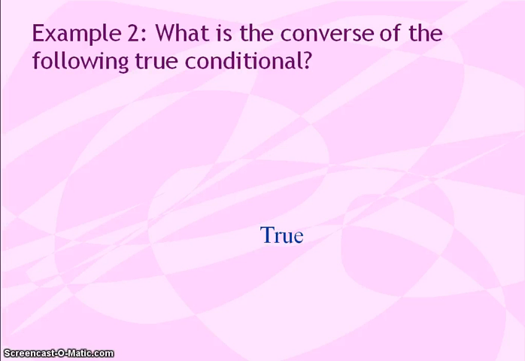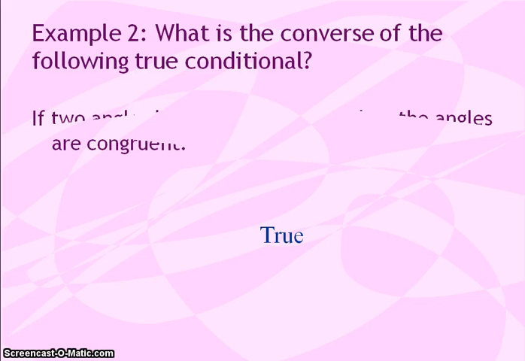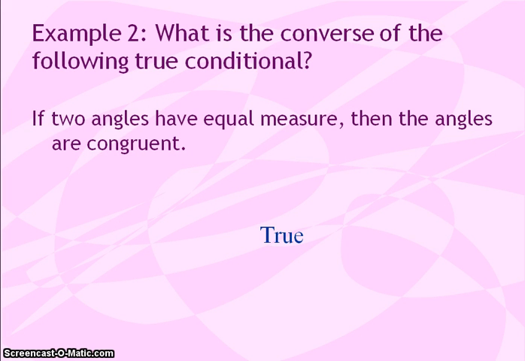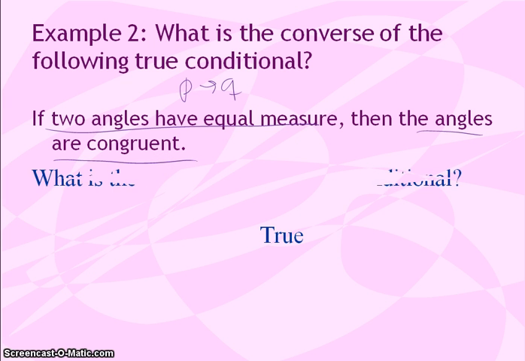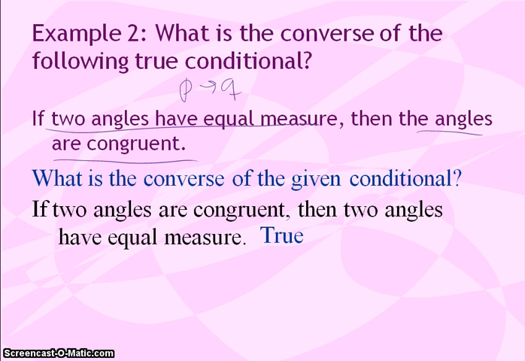All right, I don't know why this true keeps popping up. What is the converse of the following true conditional? All right, if two angles have equal measure, then the angles are congruent. So this is our if P then Q. Here is our P, here is our Q. Well, if we're going to write the converse, we're going to switch them, and we're going to say, if two angles are congruent, then two angles have equal measure.